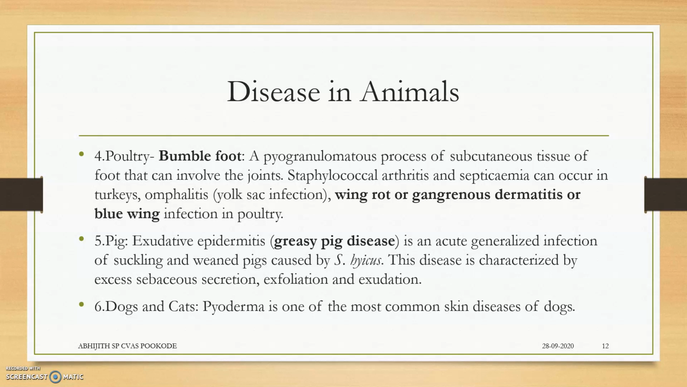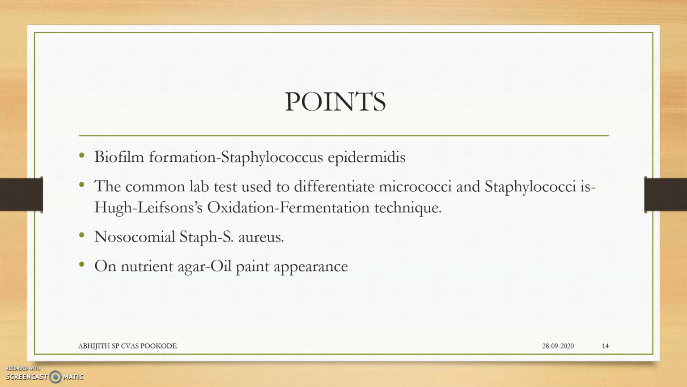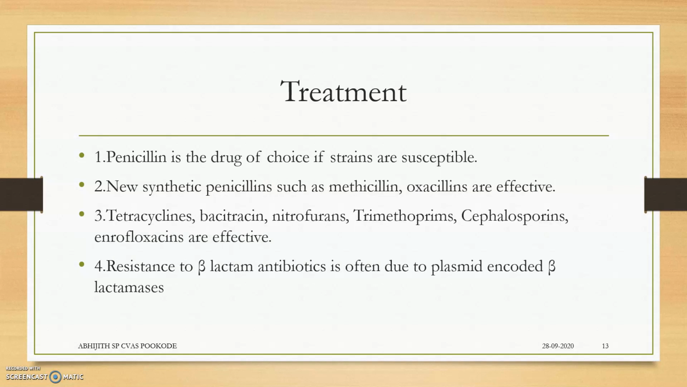So in pigs, they produce greasy pig disease. Actually, greasy pig disease is also a big bacterial infection in pigs. So you should be very alert about this greasy pig disease. So treatment is actually penicillin is the drug of choice, and new synthetic penicillins such as methicillin and oxacillin are effective. Resistance to beta-lactam antibiotics is often due to the plasmid encoded beta-lactamase. So be aware of the use of clavulanic acid.